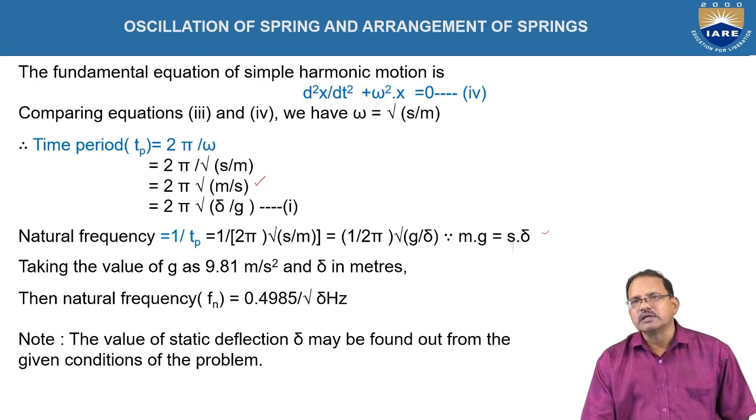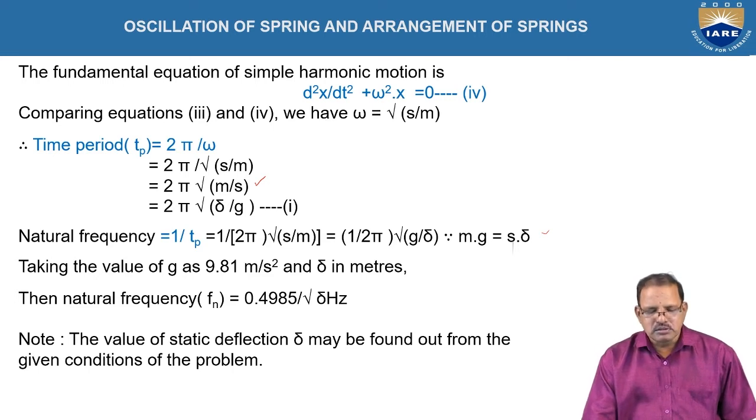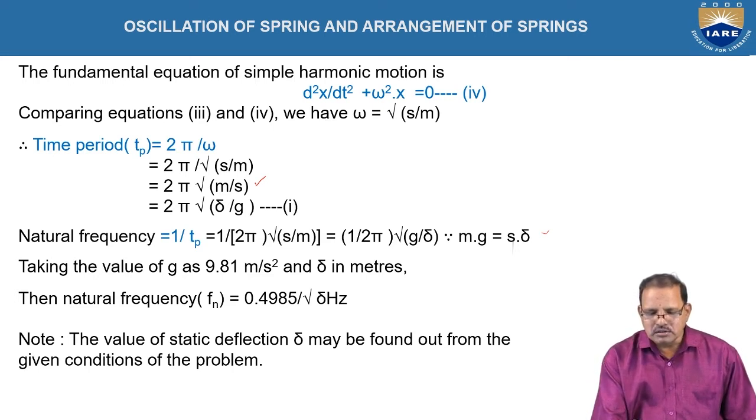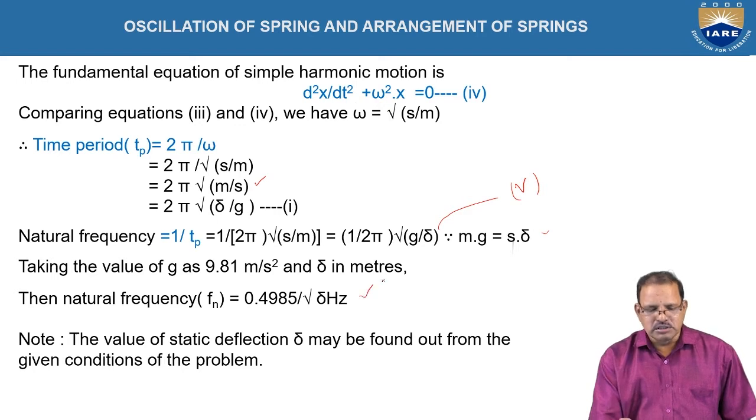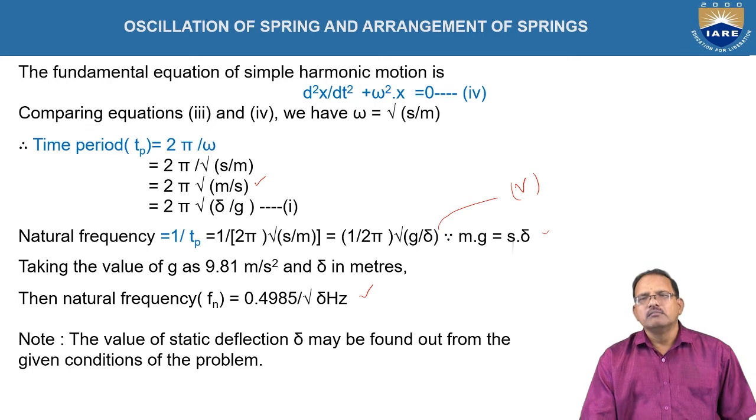Taking g as 9.81 meter per second square and δ in meters, and substituting these values in equation number 5, we get the natural frequency equal to 0.4985 √(1/δ) in Hz. Now, the value of static deflection δ may be found out from the given condition of the problem.